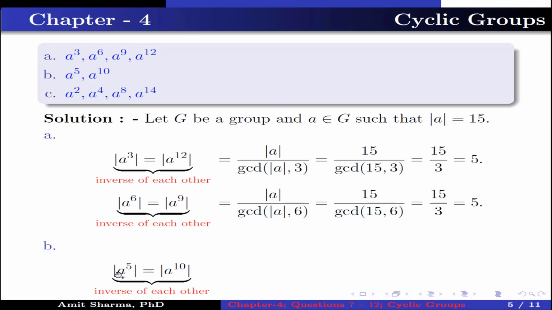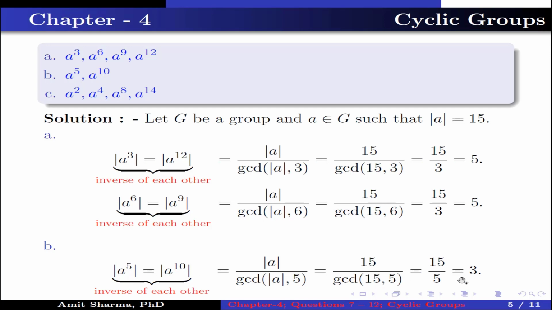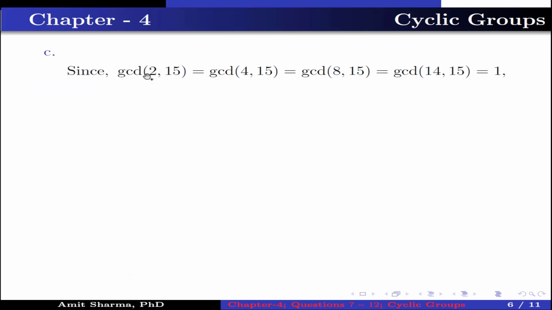Part B, the order of A5 is equal to the order of A10 because both are inverses of each other, which is equal to the order of A divided by GCD of order of A, 5, which is equal to 15 divided by GCD of 15, 5, which is equal to 15 by 5, which is equal to 3. This implies the order of A5 and the order of A10 is 3. Part C, since GCD of 2, 15 and GCD of 4, 15, GCD of 8, 15 and GCD of 14, 15 is 1, this implies the order of A square, A to the power 4, A to the power 8, A to the power 14 is equal to 15, which is the order of A.